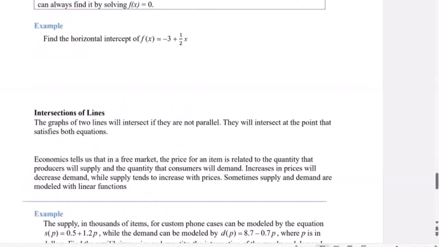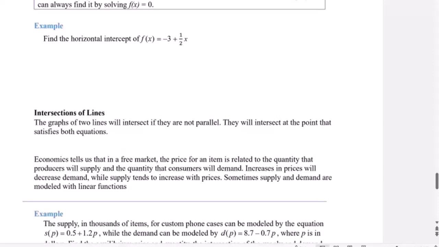Horizontal intercepts. Those are also called x-intercepts. Here it says, the horizontal intercept, also known as the x-intercept. It's also known as my solutions, and we can also call them zeros, of the function is where the graph crosses the horizontal axis.